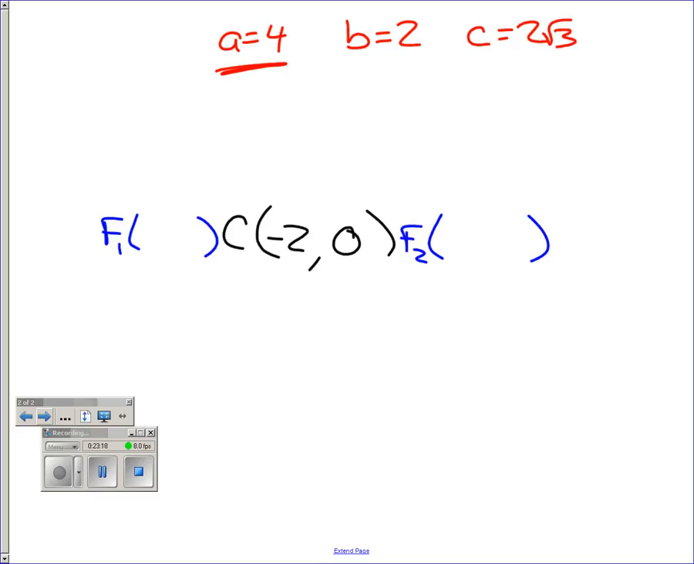2 root 3. Okay? So if you move to the left 2 root 3 from negative 2, 0, what are the coordinates going to be? Negative 2 minus 2 root 3, comma, 0. I'm having to put that pretty small because I wrote it too cramped up in there. You're going to the left, see, the y value is still the same. To the right, then, is negative 2 plus 2 root 3, 0. All we're saying is we're going that 2 root 3 left and right of the center.